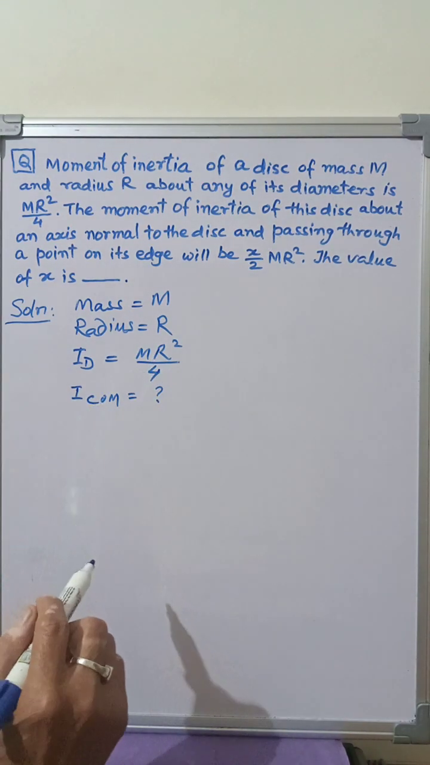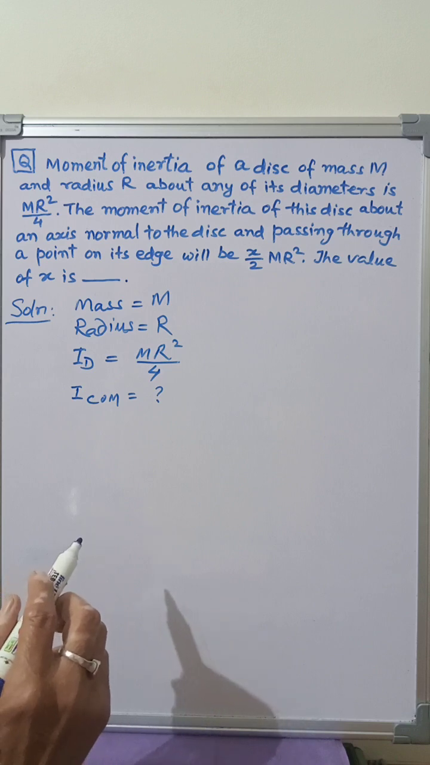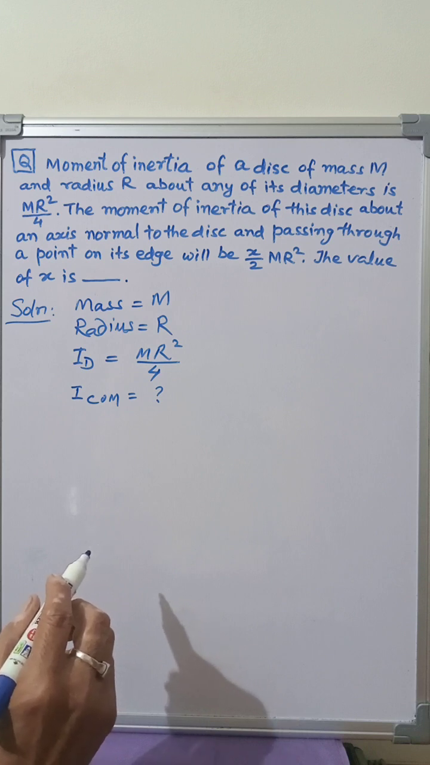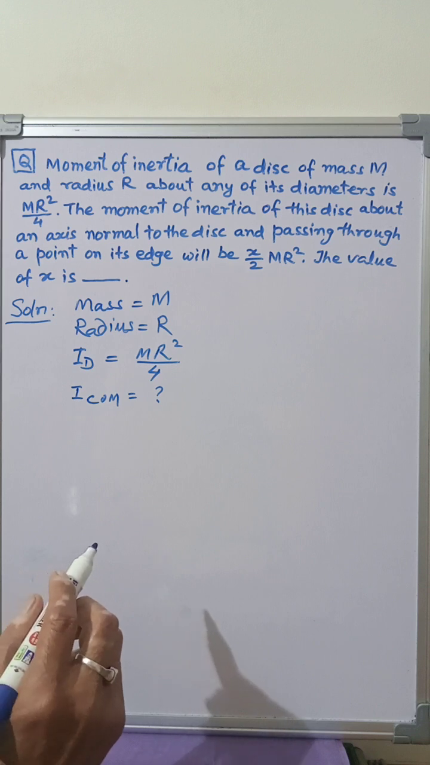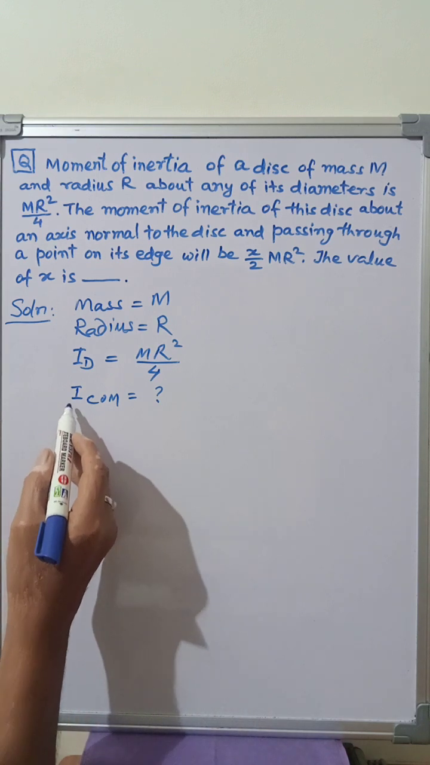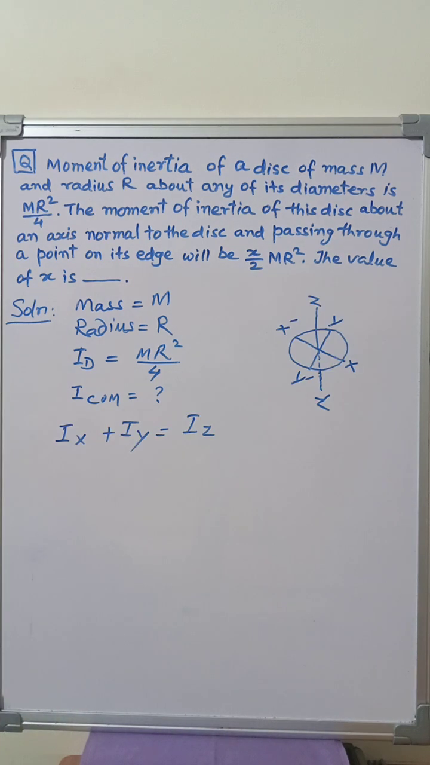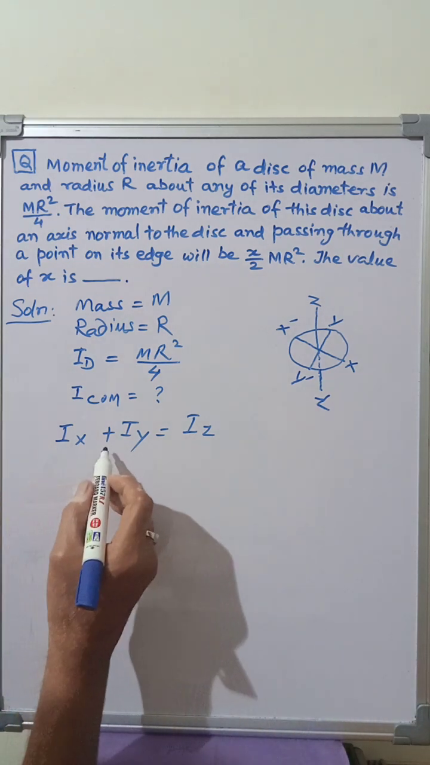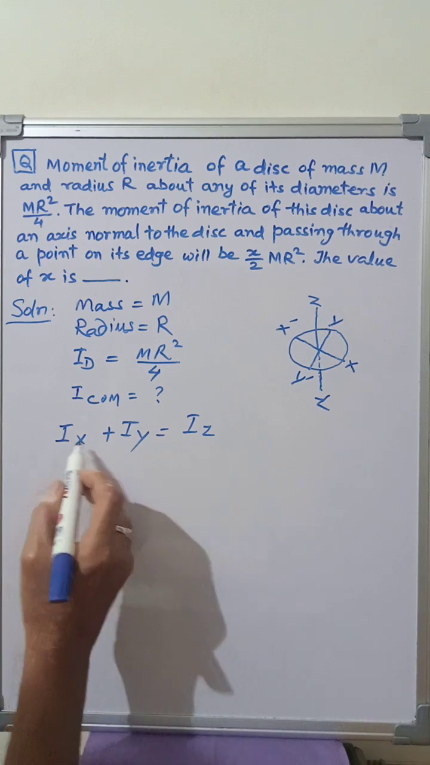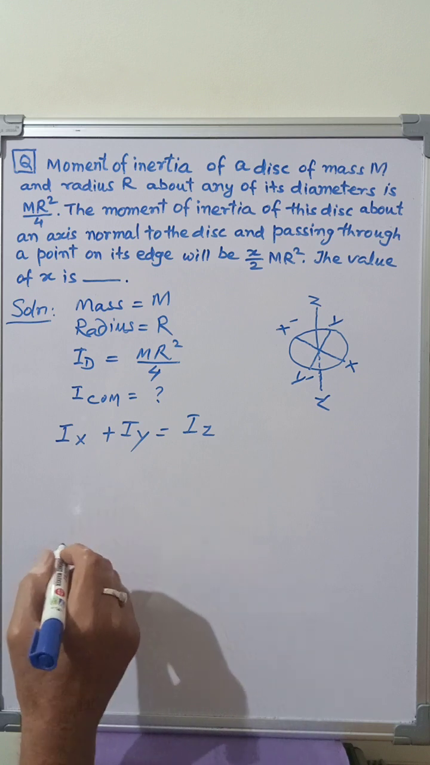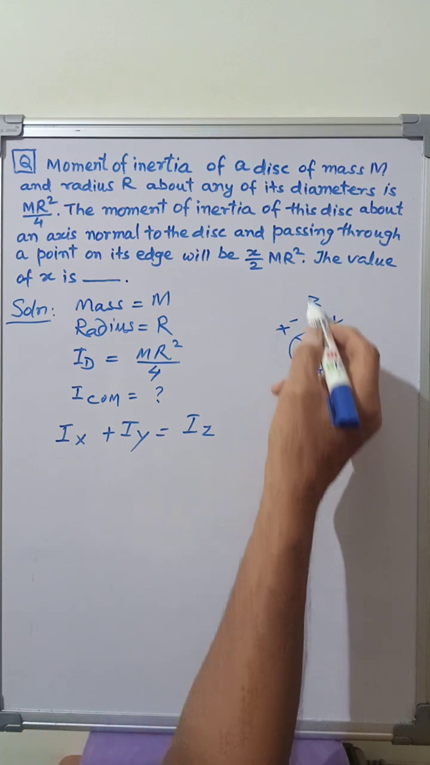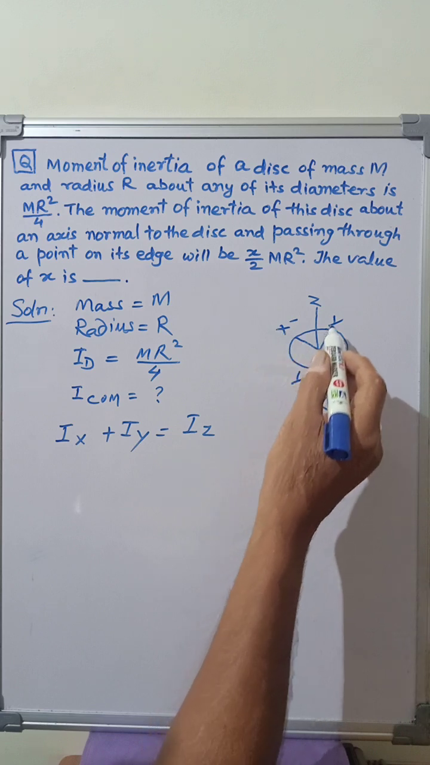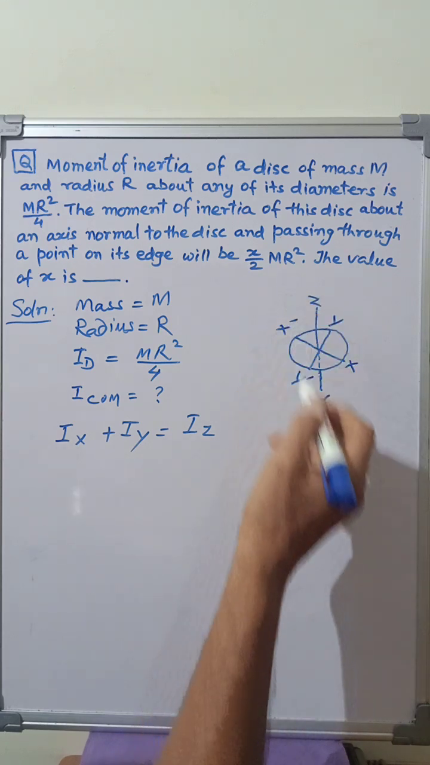From this, we can find the moment of inertia of the disk about an axis normal to the plane of the disk and passing through its center of mass, which can be obtained by using the perpendicular axis theorem. So we need to find ICOM. From the perpendicular axis theorem, we can write Ix plus Iy is equal to Iz, when x, y and z are mutually perpendicular directions. It is shown in the figure. This is the circular disk, z-axis, x-axis and y-axis. This x and x dash, y and y dash, they are mutually perpendicular and also perpendicular to z, z dash.